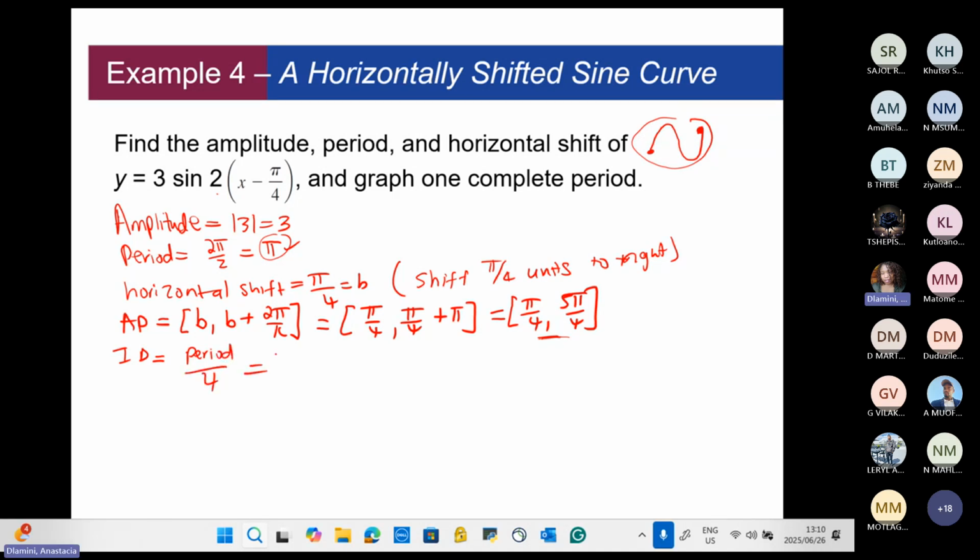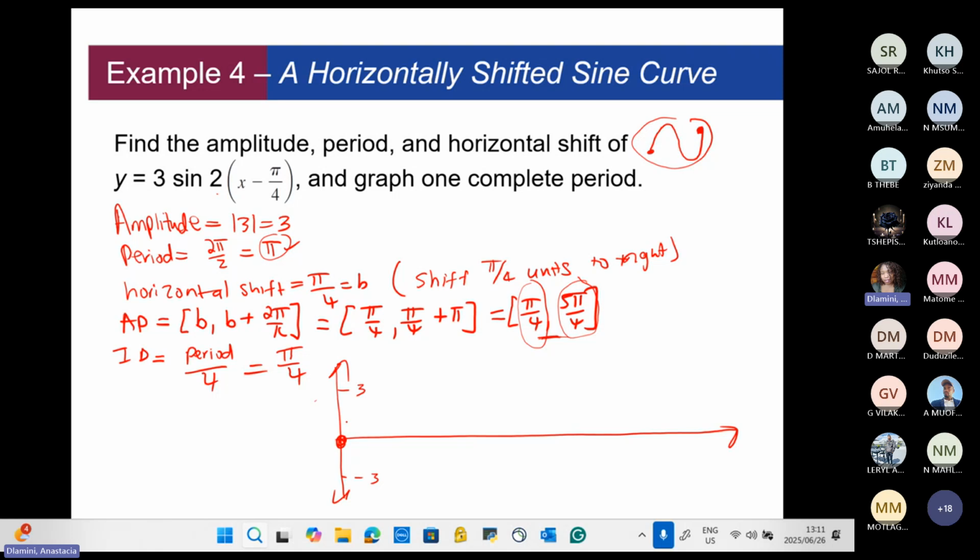So my period is pi, so it's pi over 4. Meaning that I will start at pi over 4 and end at 5 pi over 4. How am I going to move? By steps of pi over 4. So this is how it's going to look: one complete period. Here we know it's 0. What is the amplitude? It's 3. So 3 here and -3 here.